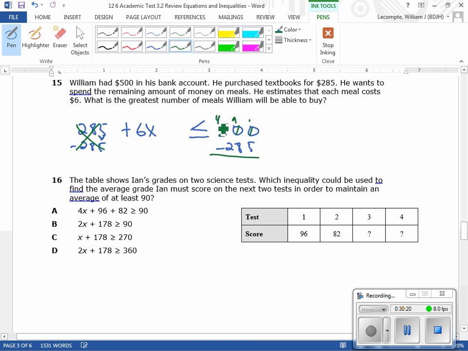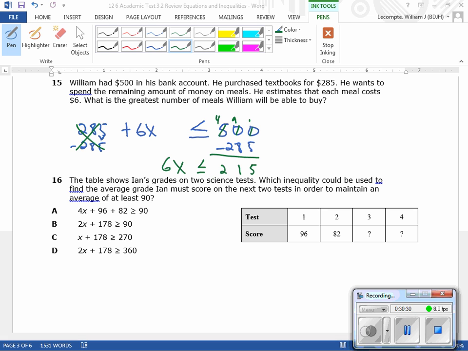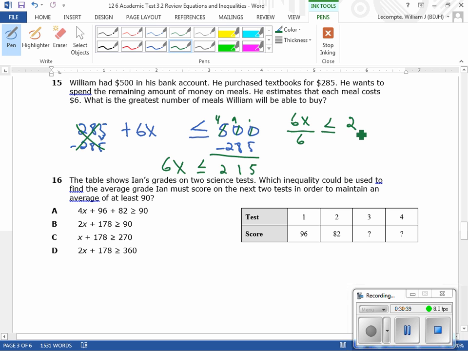And if I divide both of these by 6, so 6x divided by 6 and 215 divided by 6, I actually get x is less than or equal to 35.8. So in reality, it says what's the greatest number of meals I can buy? Well, I can't buy 0.8 of a meal, so I would say 35 would be the answer.